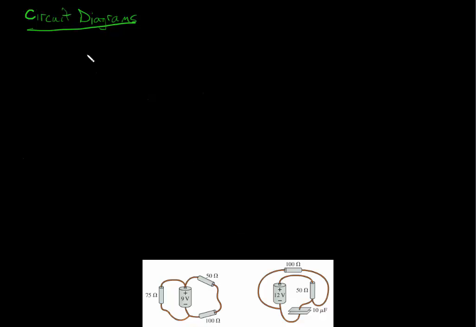So when we draw a circuit diagram, there's some elements that we can draw. The first thing we can do is a battery. And we would draw it like this. The long side is always the positive, and the short is the negative. And we tend to put the positive on the top so that we can get a kind of clockwise flow. But it doesn't matter. So this is a battery.